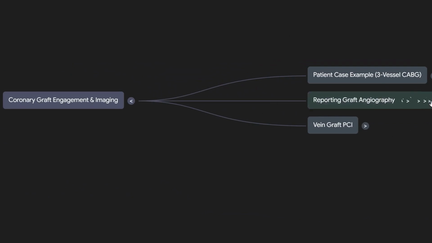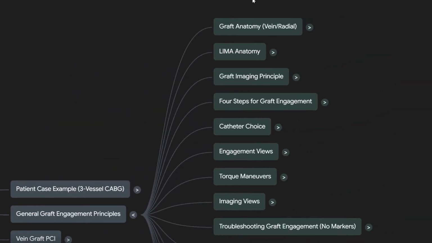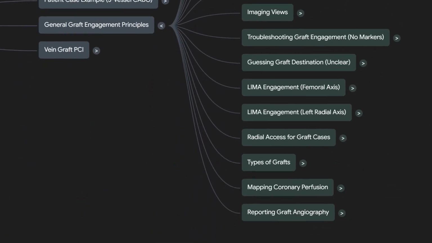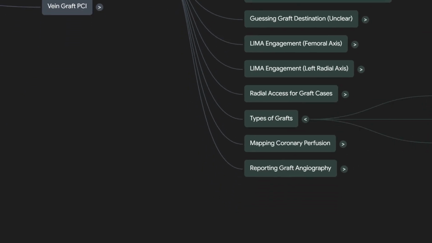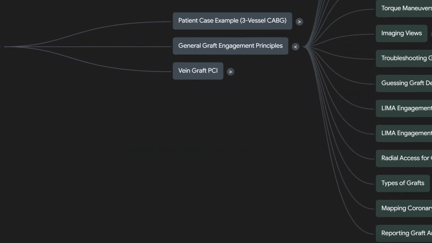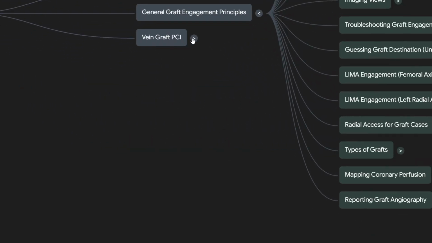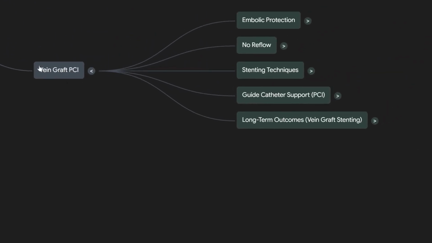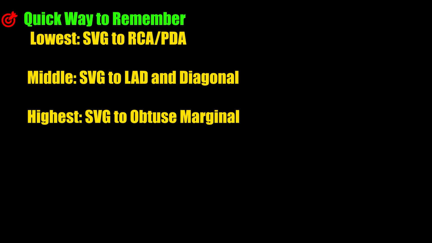This is an extensive topic with many different avenues, but we're definitely going to try and hit basic anatomy, some catheter choices and engagement views and tips, some types of grafts. We've got jump grafts, sequential grafts, split grafts, etc. How to recognize those, of course, and also definitely we're going to talk about PCI, embolic protection, no reflow, etc. Let's start with the anatomy.